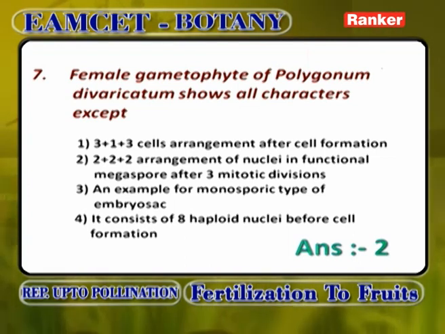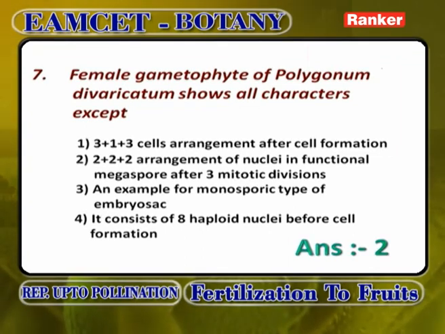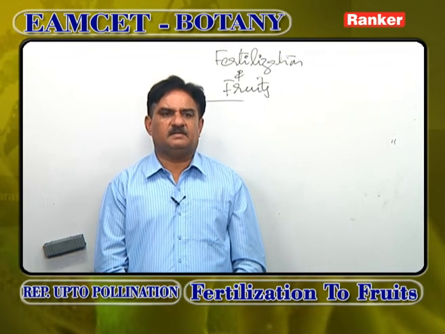3 plus 1 plus 3 arrangement is correct. An example for monosporic type of embryo sac is correct. It consists of 8 haploid nuclei before cell formation is correct. So the wrong one is 2 plus 2 plus 2 arrangement of nuclei in a functional megaspore after 3 mitotic divisions. It can't be a 2 plus 2 plus 2 arrangement. Next.